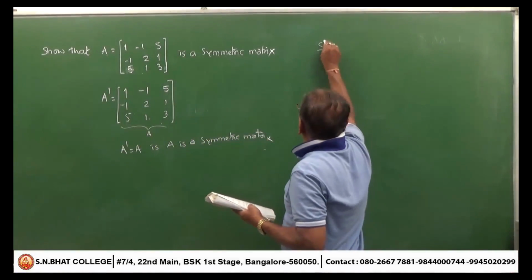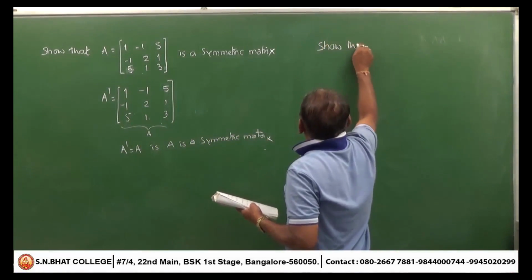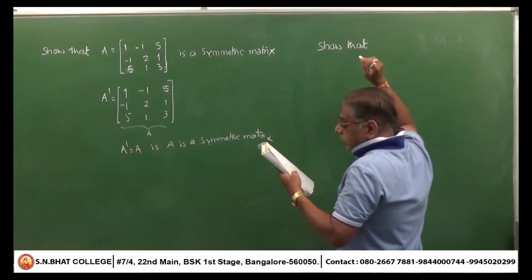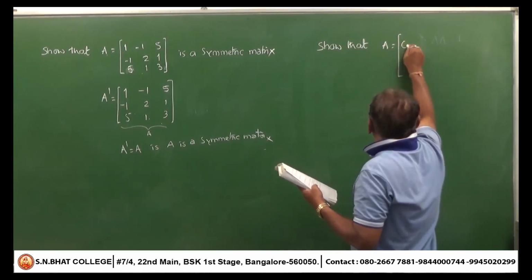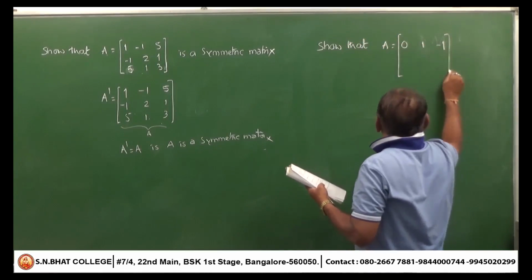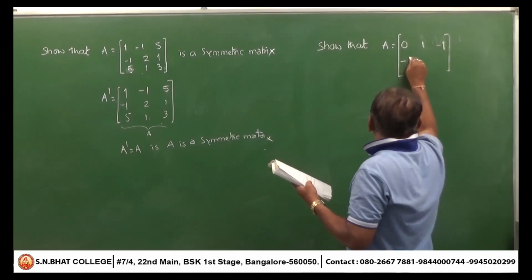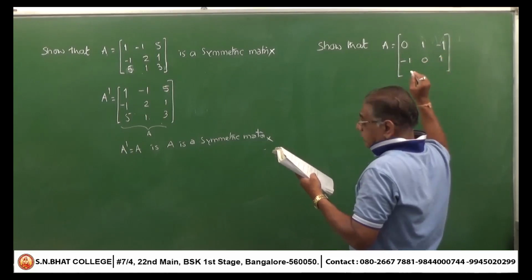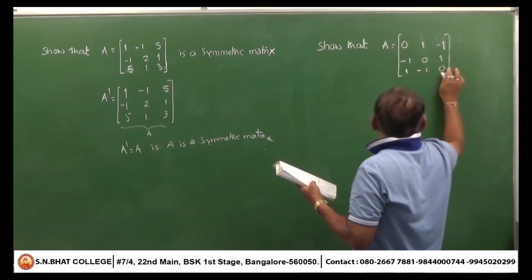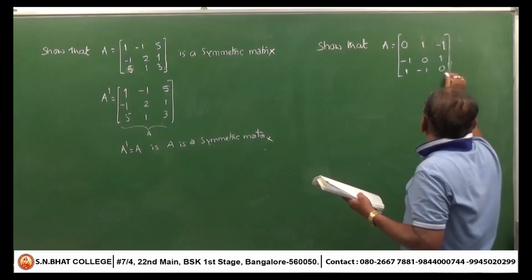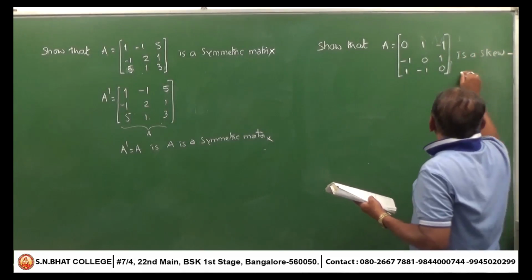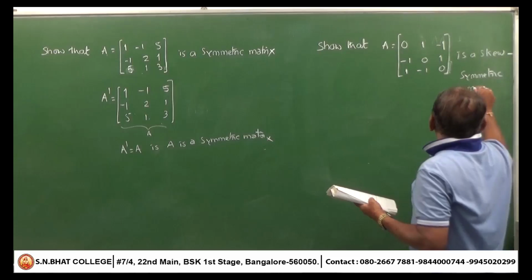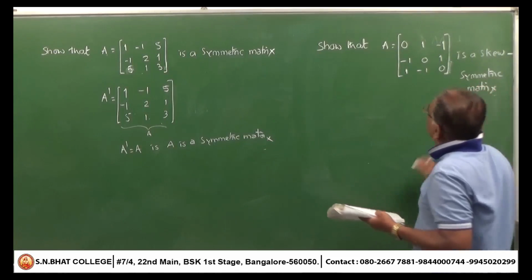Next problem, show that A is equal to 0, 1, minus 1, minus 1, 0, 1, 1, minus 1, 0 is a skew symmetric matrix.